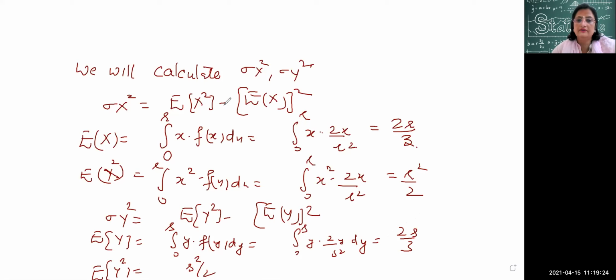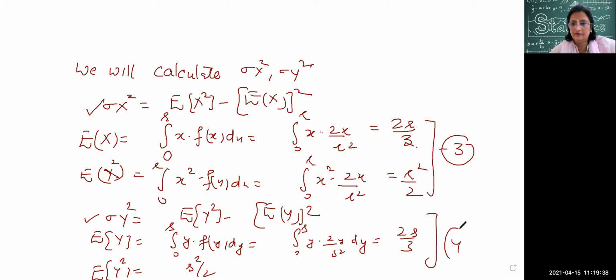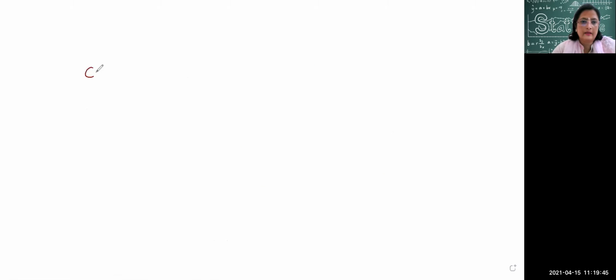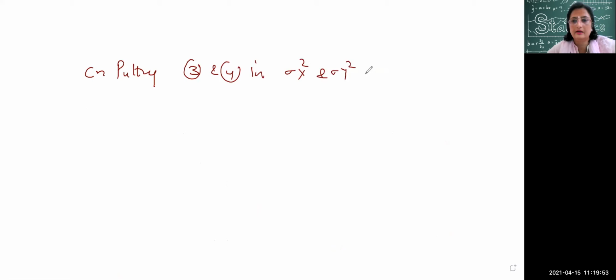Now you will put the values of expected of x and expected of x square in sigma x square and sigma y square. Okay? So let us give this number 3. Then the other is number 4. So putting the values 3 and 4 in sigma x square and sigma y square respectively.